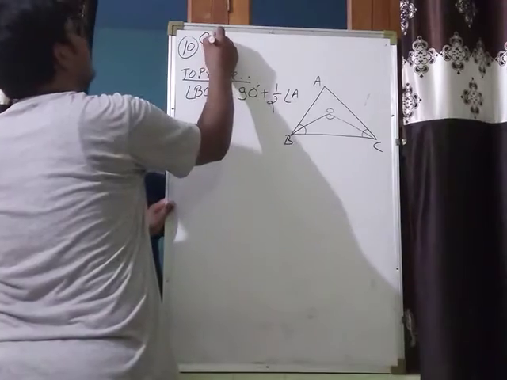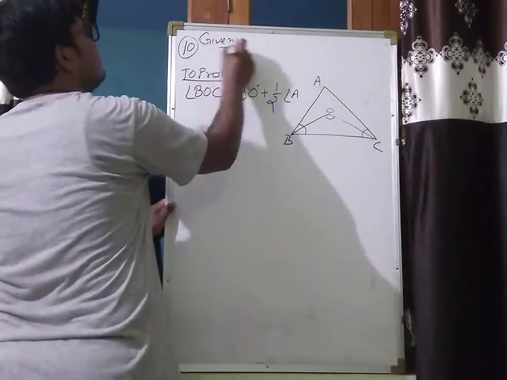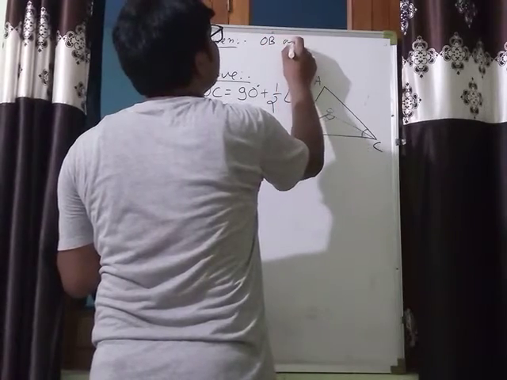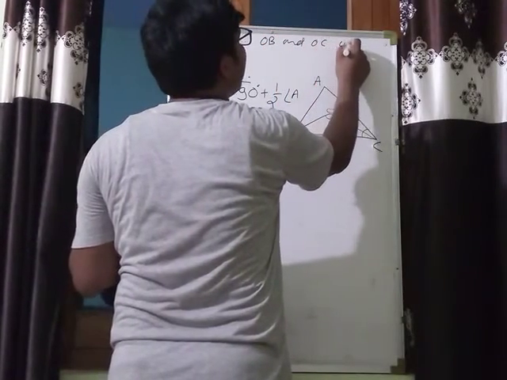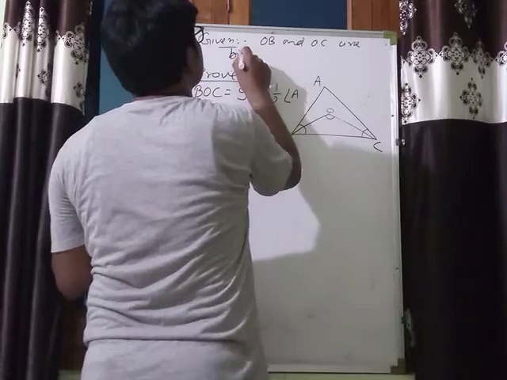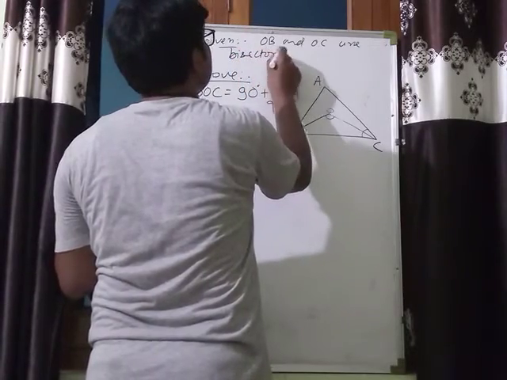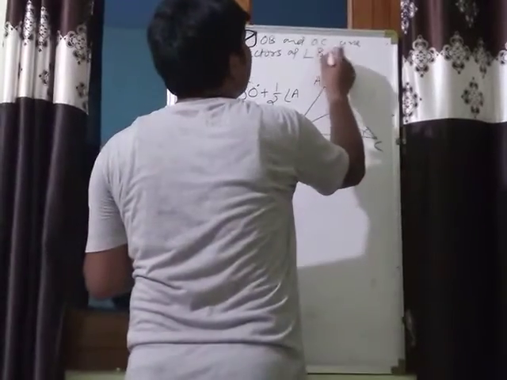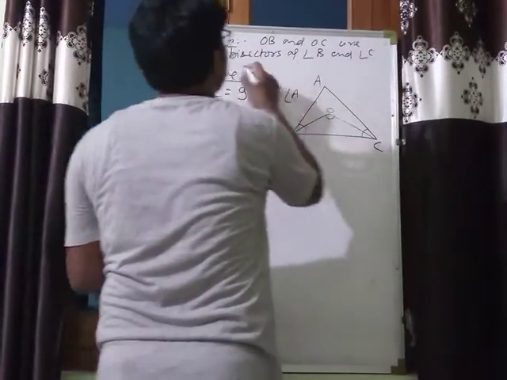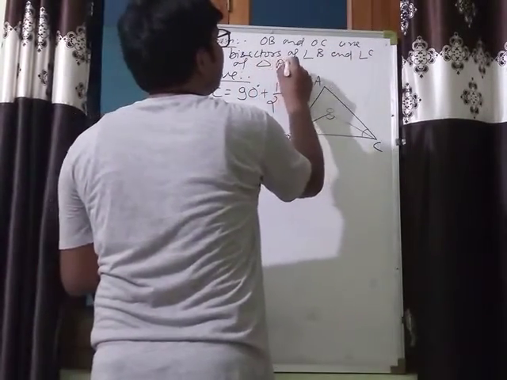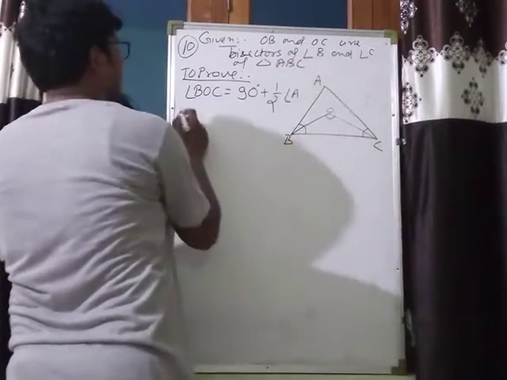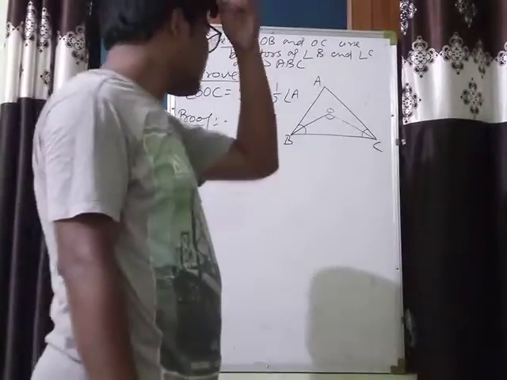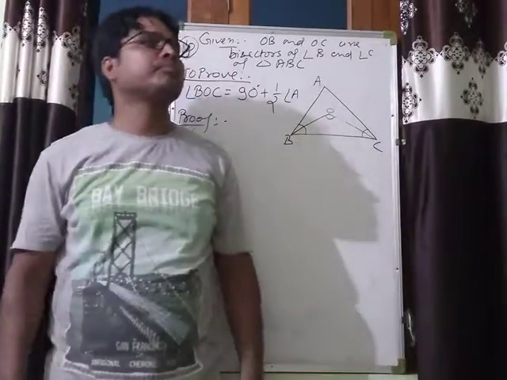And what is given here? See what is given. It is given that OB and OC are bisectors of angle B and angle C of triangle ABC. Okay, so I am going to prove here. Prove this question. See, that is very easy question.